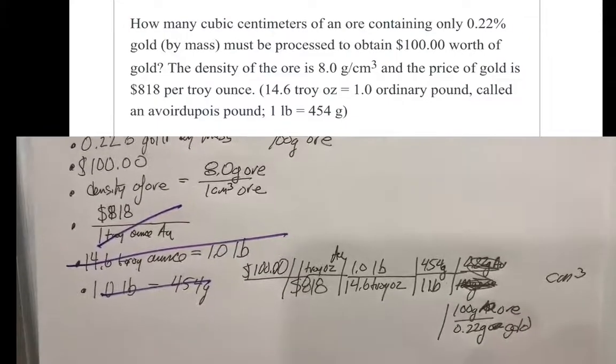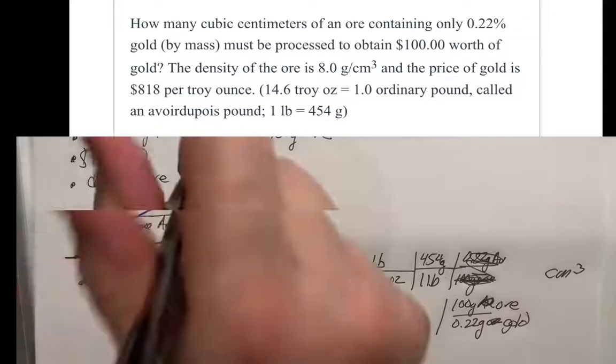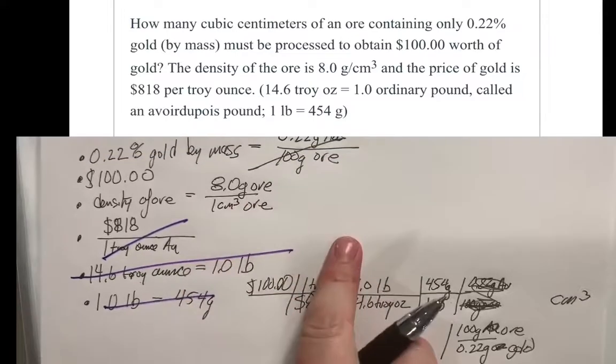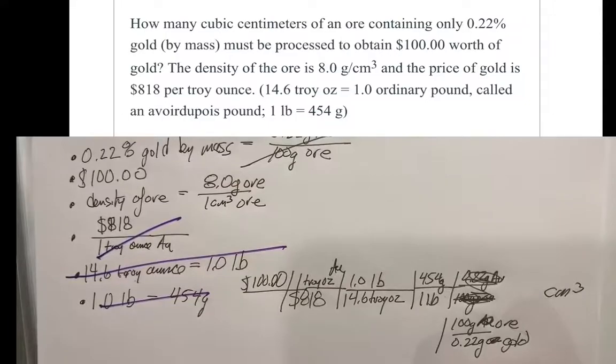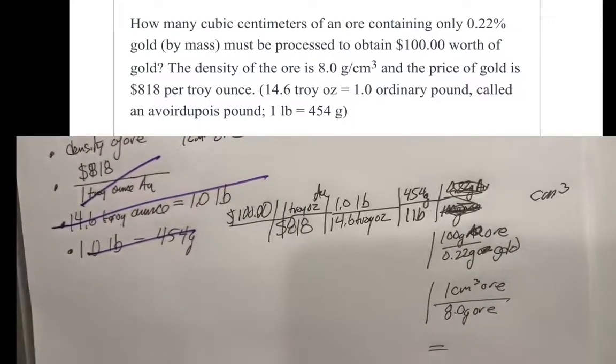Okay, and then finally one more conversion. If I put this all into the calculator, it would give me grams of the ore that I need to buy. And right now, this is the only one that, oh, sorry, yeah, right here, this converts between grams and centimeters cubed of the ore. So 1 centimeter cubed of ore is equal to 8 grams of the ore. Okay, so I'll put all of that into the calculator.